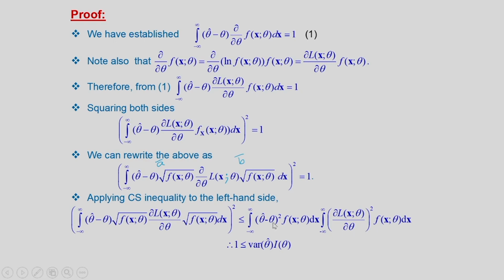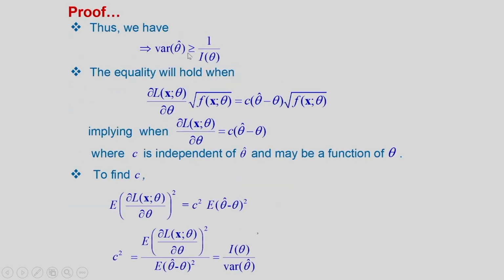So, by definition this is the variance of theta hat, and this part is the Fisher information statistic. So, variance of theta hat into I(theta). Because this expression is equal to 1, therefore 1 must be less than or equal to variance of theta hat into I(theta). So, from this we get that variance of theta hat is greater than or equal to 1 by I(theta).